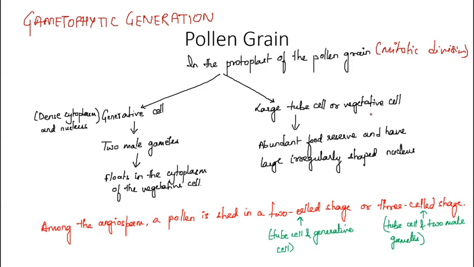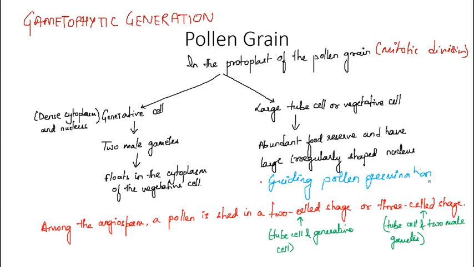Now, this tube cell has a role in guidance. It plays an important role in guiding the pollen germination. It helps in the growth of the pollen tube after the pollen lands on the stigma.